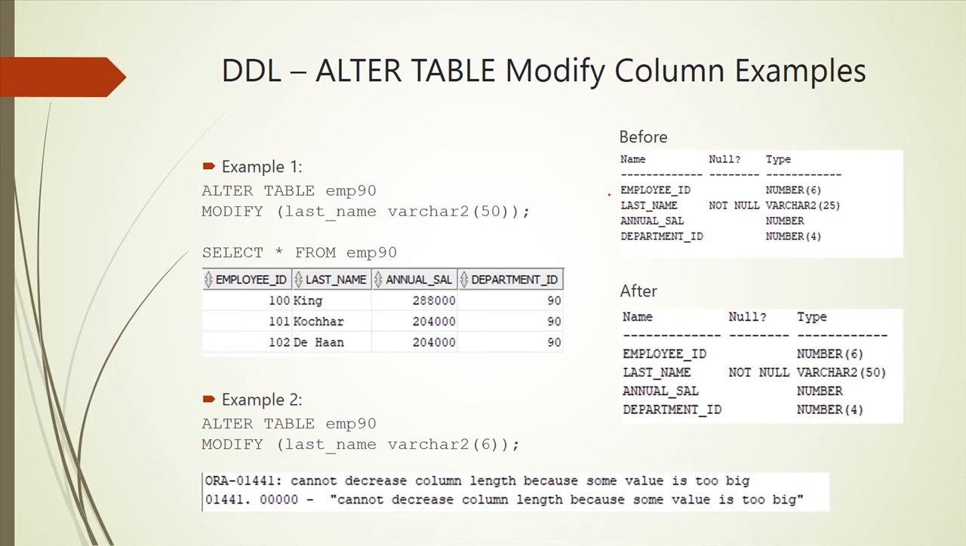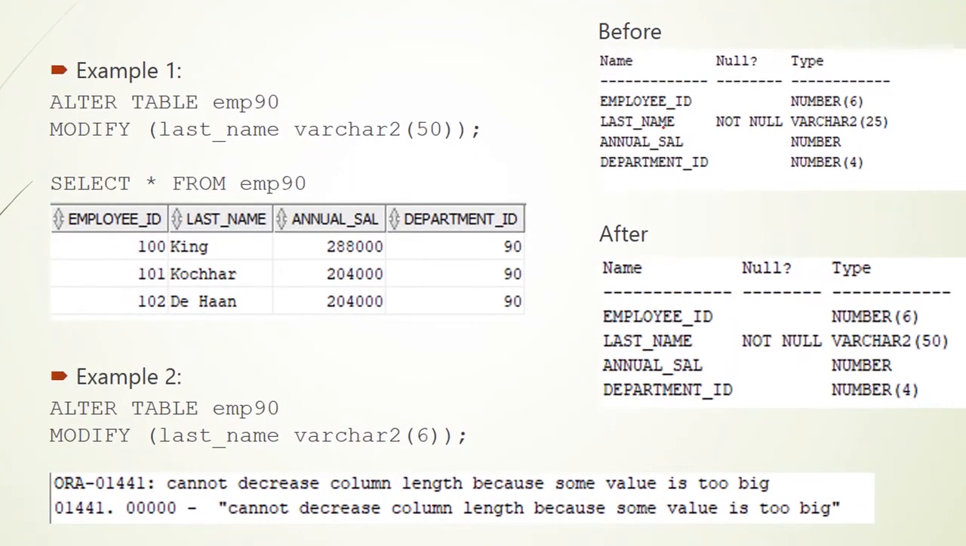Here, for example, we have a table emp90. The last name is varchar 25, as we can see. Alter table emp90 modify. Modify, as we discussed, can be used to change the default value of the column, the data type of the column, or the size of the column. Here we are changing the size of the column. Last name varchar 2, instead of 25 we put here 50. After you run this alter statement, you can describe the command. As we can see, after the change, last name now contains varchar 2 and the size is 50. You can also try to select from the table, and these are the records in the table.